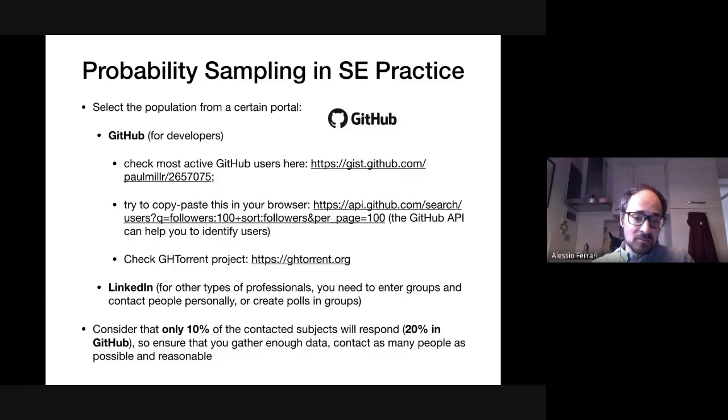In general, consider that for any sample that you take, only 10% of the people that you contact will respond. In GitHub, you can reach 20%. So if you want to ensure that you gather enough data, contact as many people as possible and reasonable. So in practice, if your sample should be 40 people, you have to contact 400 people. This is the idea. Okay.